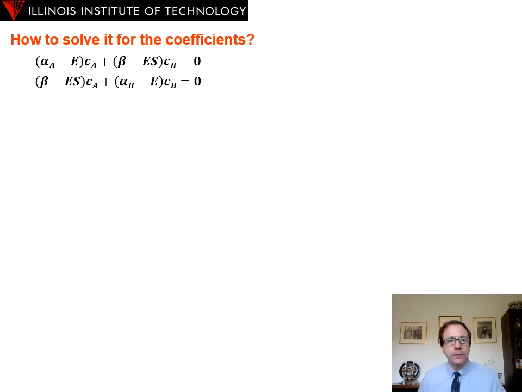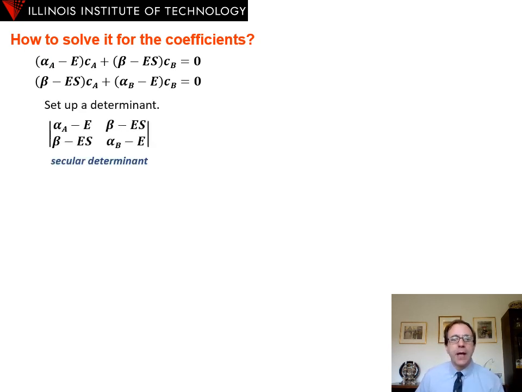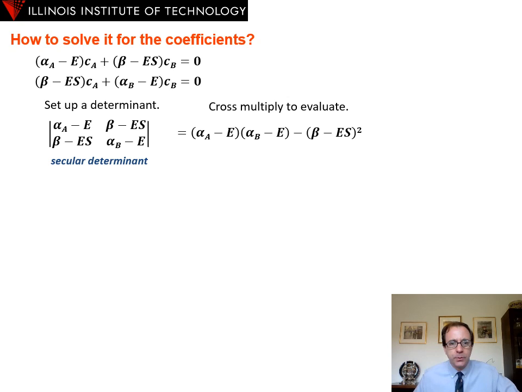Well, what we're going to have to do is set this up as a determinant. So we'll set up a determinant, which is known as the secular determinant, which looks like that. And then we're going to solve the secular determinant by cross-multiplying it. We know that a determinant is equal to the diagonal elements of one way minus the diagonal elements from the other way in a 2 by 2 determinant. When we get to larger determinants, it's a little bit more complicated, but just more steps, with a similar approach.